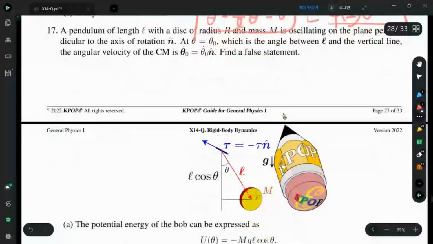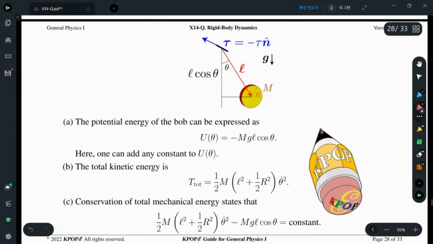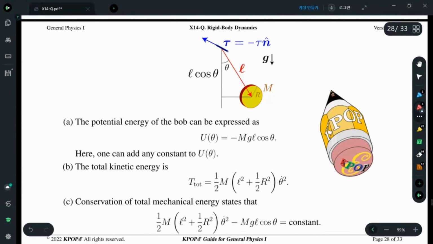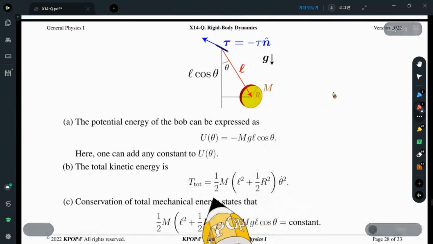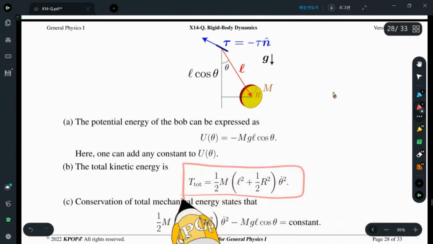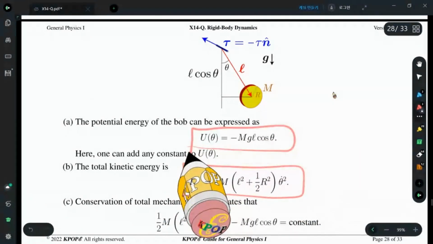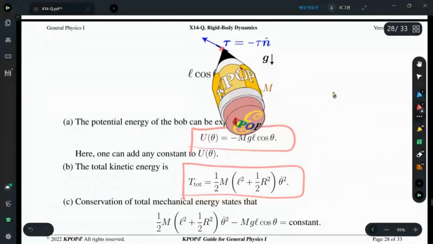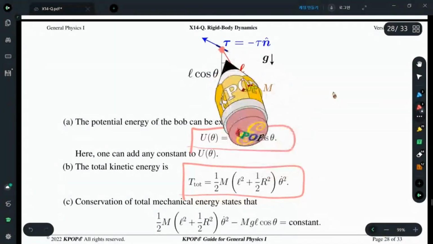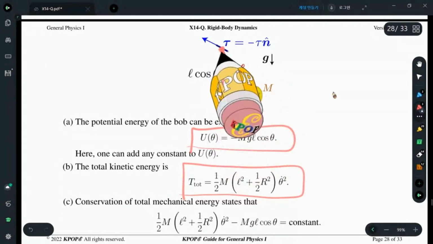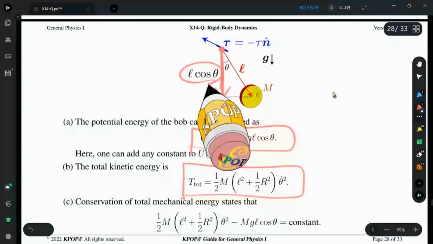Okay, 17. Again, same problem, but now we make use of the total mechanical energy conservation. When we use the total mechanical energy conservation, you know how to compute the total kinetic energy. Now, we substitute the potential energy. The reference point is given in here. Let me choose the potential energy to be zero at here. In that case, you go down, and how much? This one is L cosine theta.